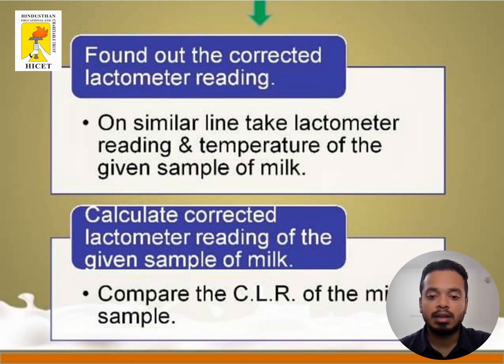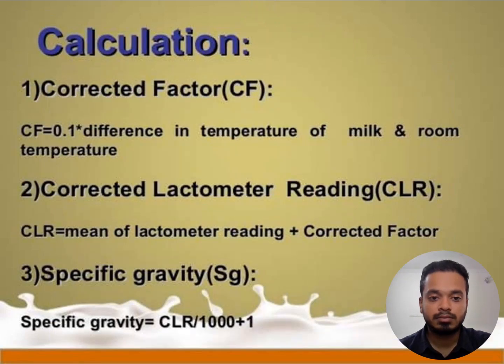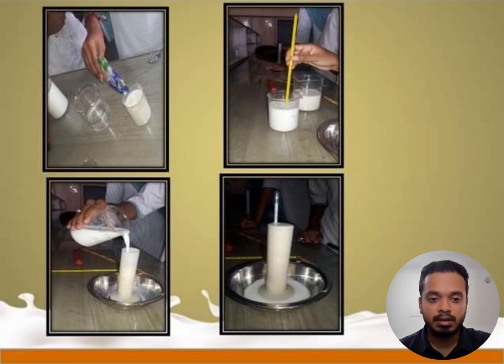Compare the lactometer reading of the milk sample. Then calculate the correction factor. So with that and corrected lactometer reading and specific gravity, calculate the reading.